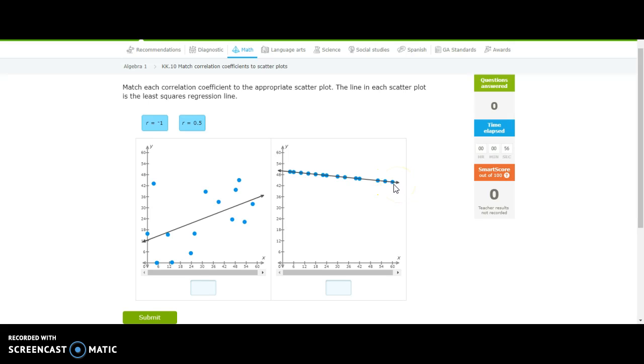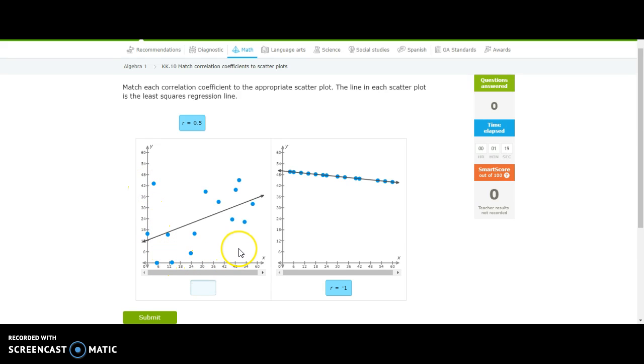left to right. I'm going to start over here, and I notice that all these blue dots are super, super close to the actual line that's being drawn on the graph. That means my correlation coefficient is going to be super, super close to 1, but in this case, it's going to be -1 because the slope of this line is negative.